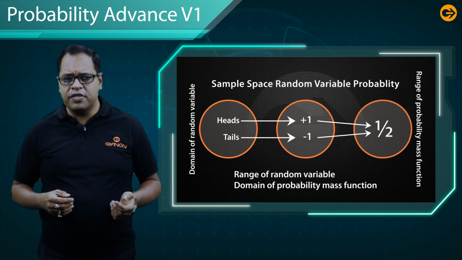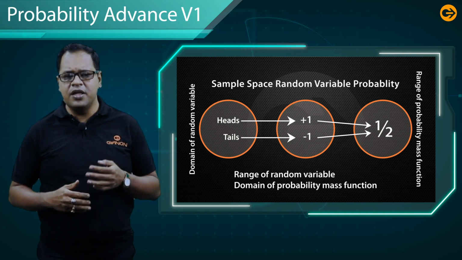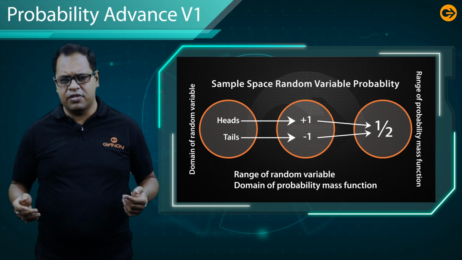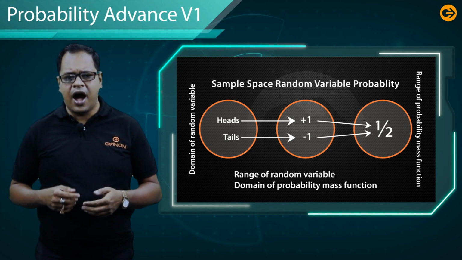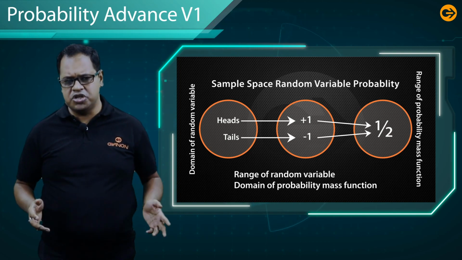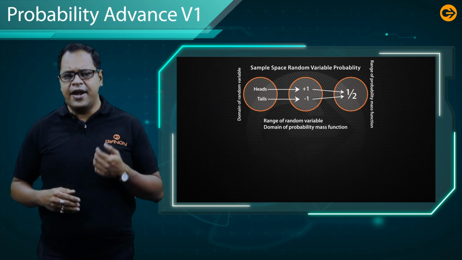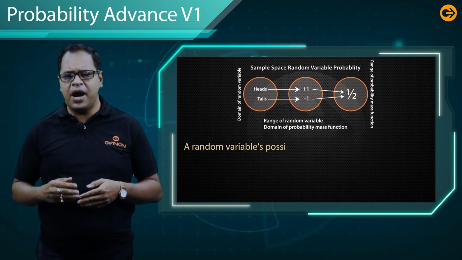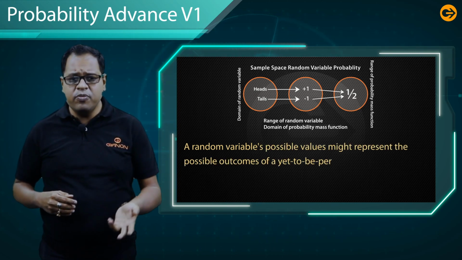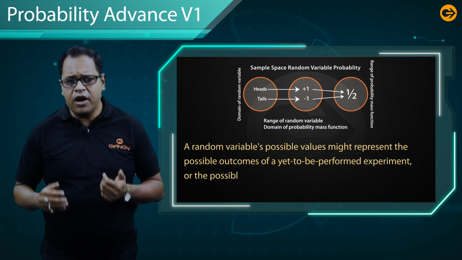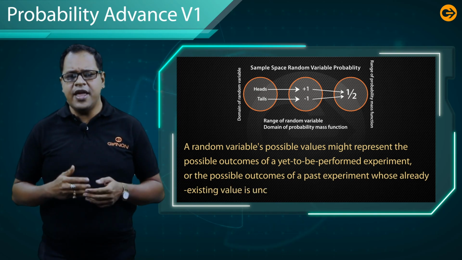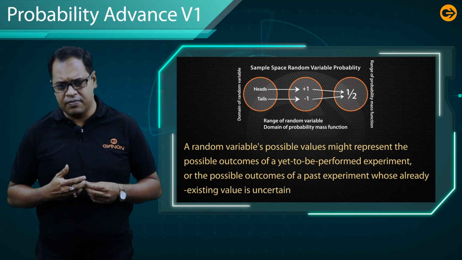The graph shows how a random variable is a function from all possible outcomes to real values. It also shows how a random variable is used for defining the probability mass function. Hence, a random variable's possible value might represent the possible outcomes of a yet to be performed experiment, or the possible outcome of a past experiment whose already existing value is uncertain.